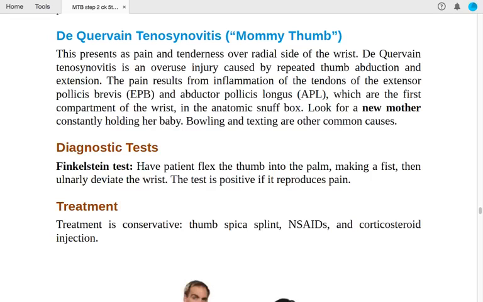Look for a new mother constantly holding her baby. Bowling and texting are other common causes. So see, texting messages can also lead to De Quervain's tenosynovitis because there is continuous movement of these muscles, which can result in inflammation and cause this injury because of the overuse, resulting in tenosynovitis.